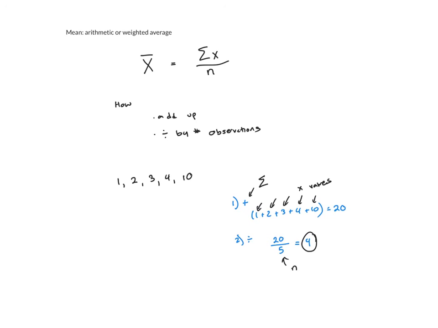Now the mean is called a weighted average because it's the average of the actual numbers themselves. And for this reason, a number like 10 is going to weigh more heavily into the average than a number such as 1. So that is, each number has a weight which pulls the average either up or down.